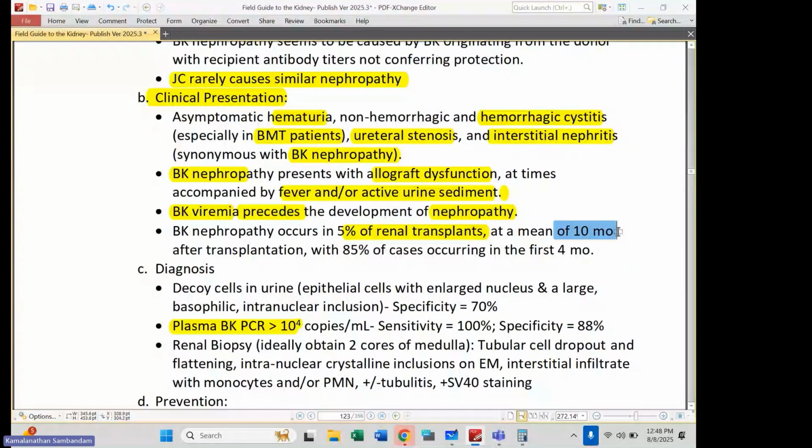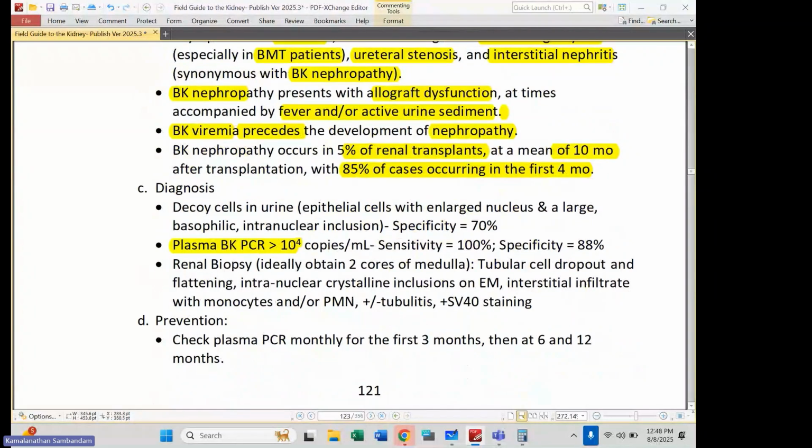It usually happens within the first year, okay, most of the time within the first few months, which means that you shouldn't have to be monitoring BK PCRs as routine monitoring in post-transplant patients after the first year. Okay, if you don't have allograft dysfunction, don't be sending BK PCRs after the first year. Now, somebody just got treated for rejection, you kind of reset the clock, right? You can start checking BKs again.